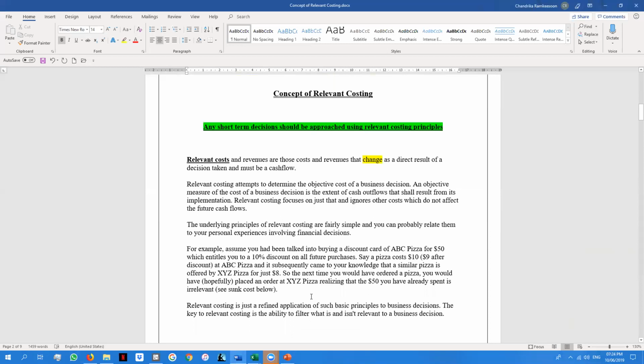So notice in green highlighted, any short-term decision should be approached using relevant costing principles. Relevant costs and revenues are those costs and revenues that change as a direct result of a decision taken and must be a cash flow. Notice that change. In other words, they are affected by the decision to be taken and they must also be a cash flow. Let me just write this in as well for you.